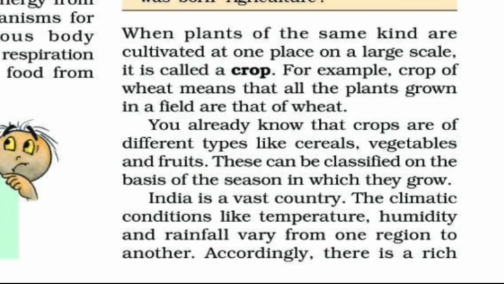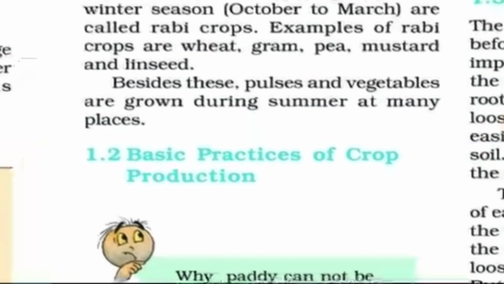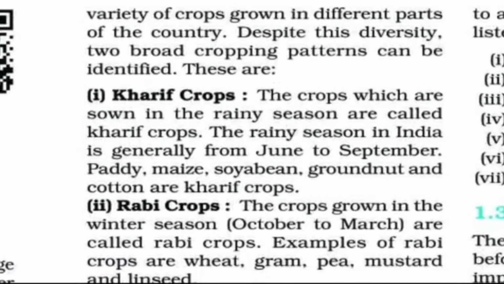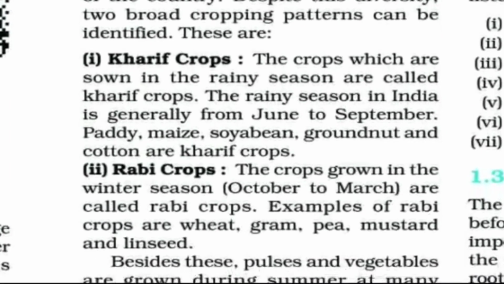You know that there is a variety of crops, right? They could be cereals, vegetables, fruits. These are classified based on the seasons they grow. India is a very vast country, so climatic conditions like temperature, humidity and rainfall vary from one region to another. Accordingly, there is a rich variety of crops grown in different parts of our country. It is classified into two broad cropping patterns: the Kharif crops and Rabi crops.